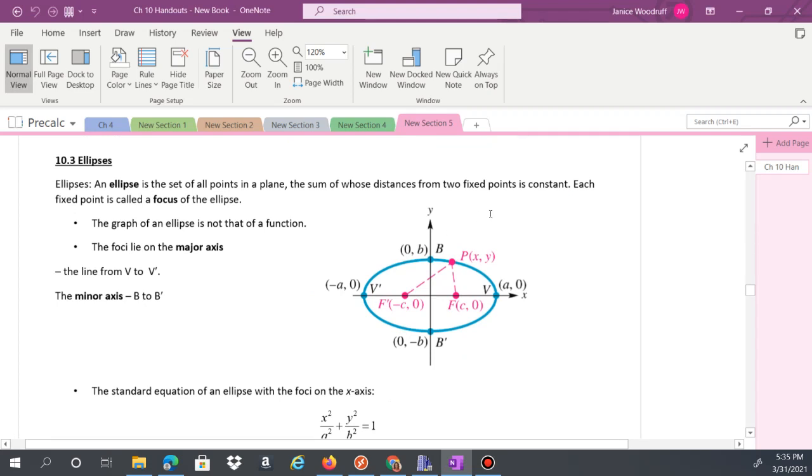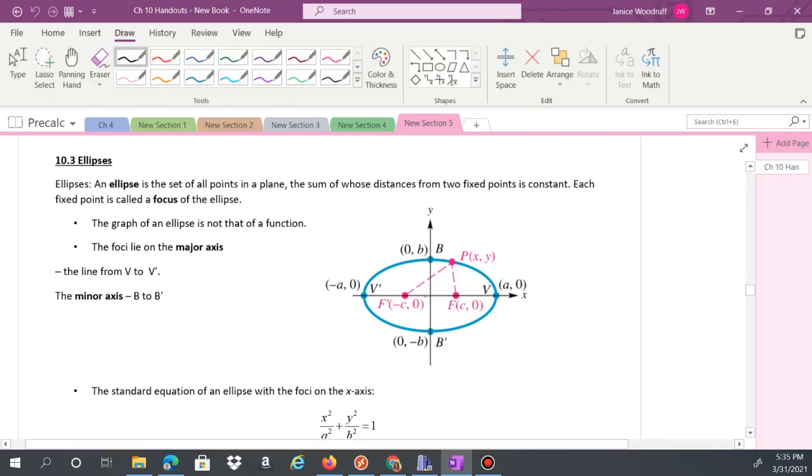Okay, so we have the ellipse. It is like an oval. It's a set of all points on a plane where the sum of the distances from two fixed points is constant. Those are the foci, or the focus. Well, I guess you could say foci of the ellipse. So here's the center of your ellipse, right here.